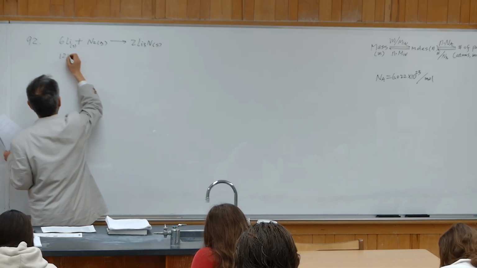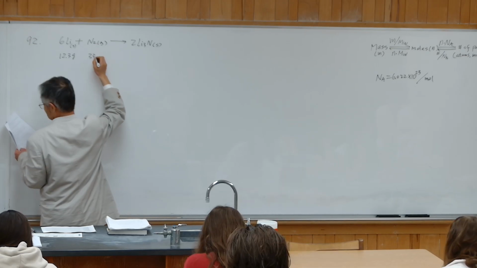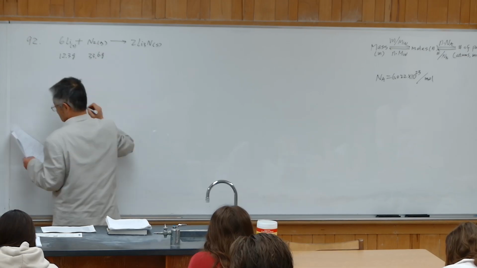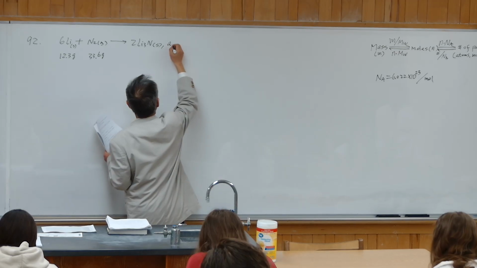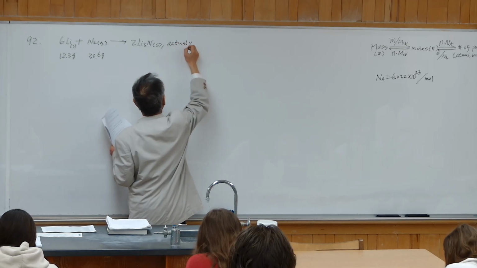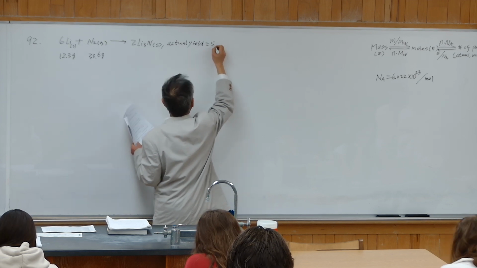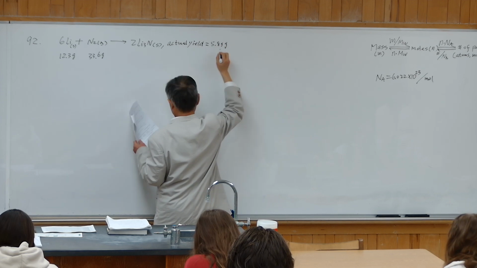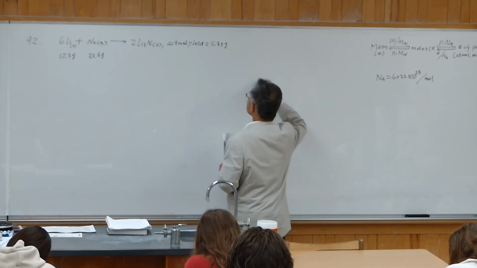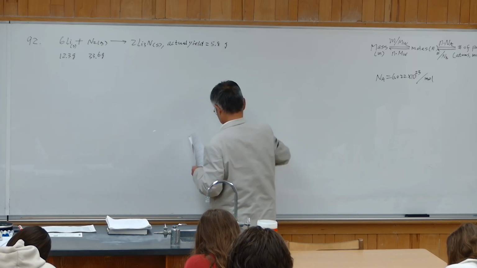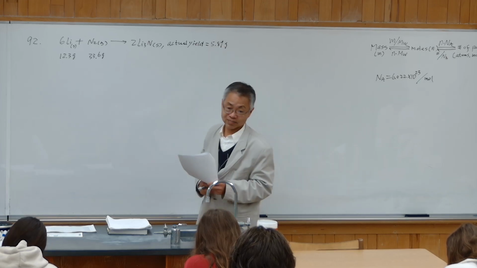Lithium 12.3 gram. Nitrogen gas 33.6 gram. And I tell you, actual yield is 5.89 gram. Actual yield always tell you.